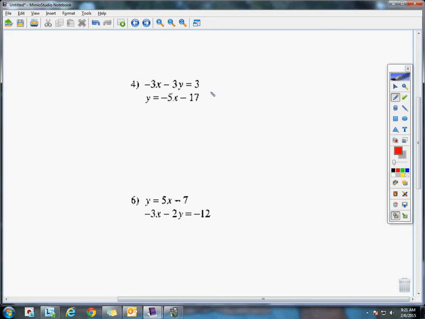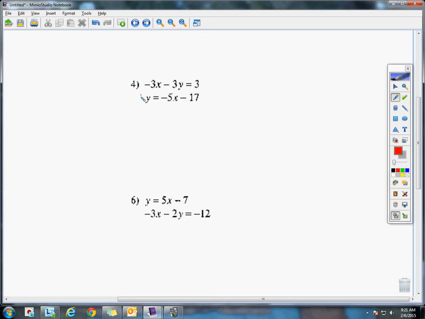So number four, it has two equations. One is in standard form. The other one is in slope-intercept form. We have negative 3x minus 3y is equal to 3. And we have y equals negative 5x minus 17. All you're doing is solving each system. So you're going to figure out what the intersection is of these two lines.